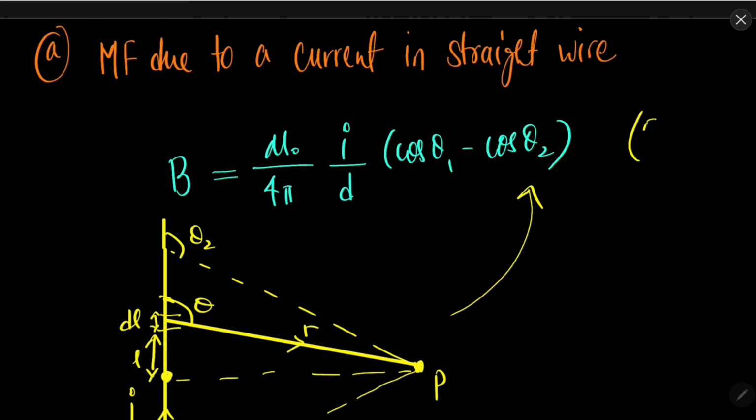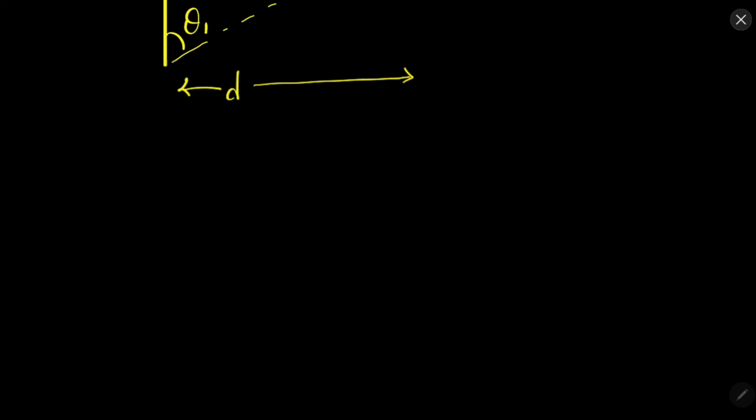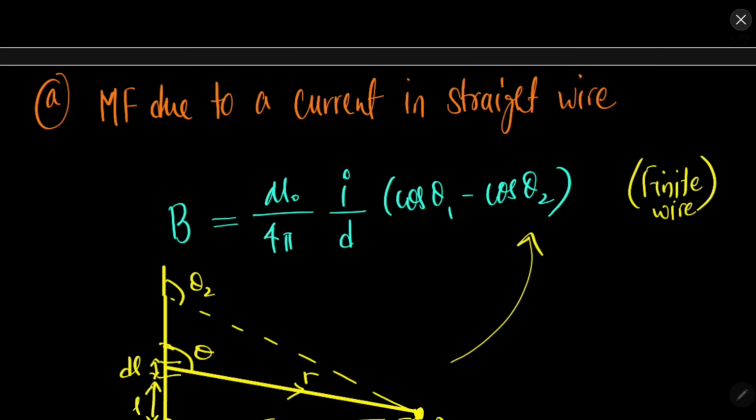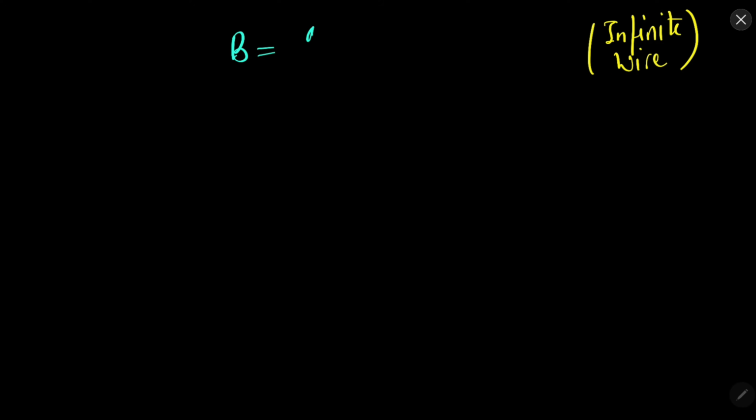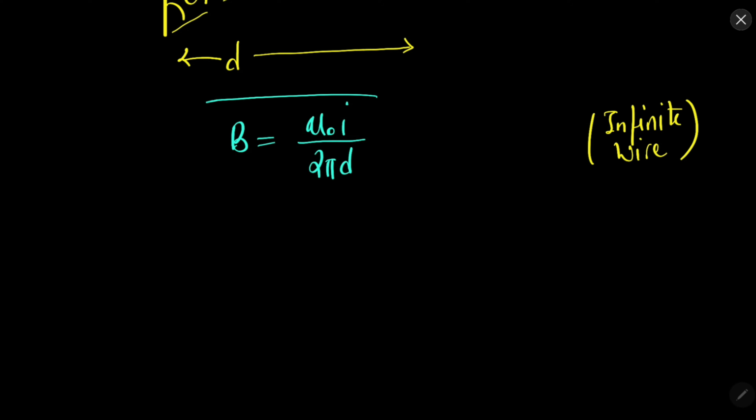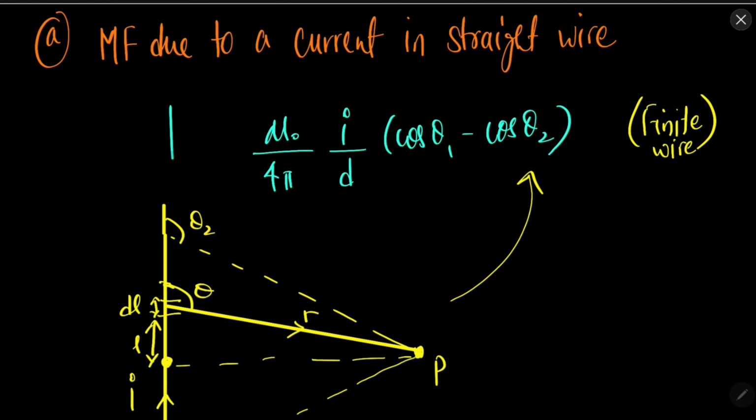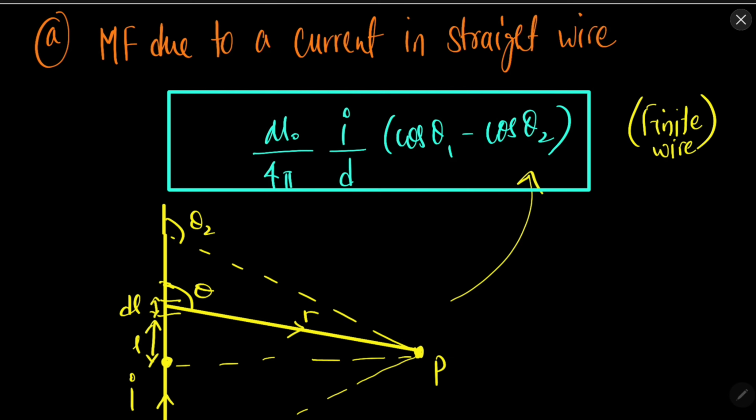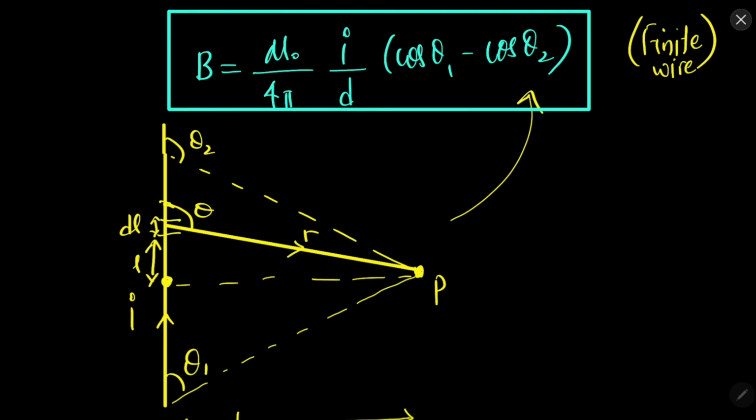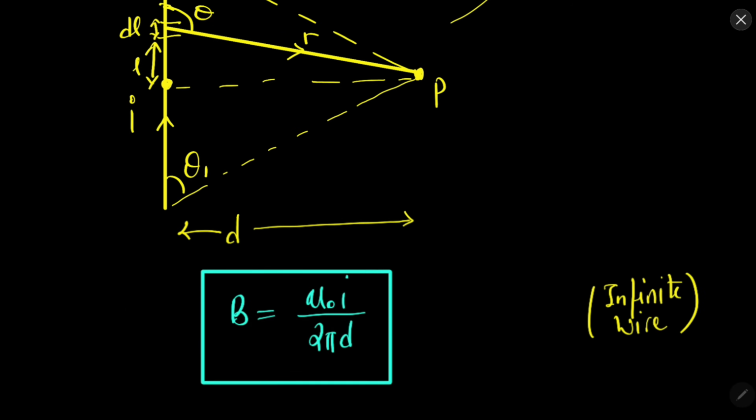So this is a finite wire. What would happen if we have an infinite wire, or a very long wire? In that case the magnetic field will be given by mu naught I over 2 pi d. So these are the two formulas for finite and infinite wire.